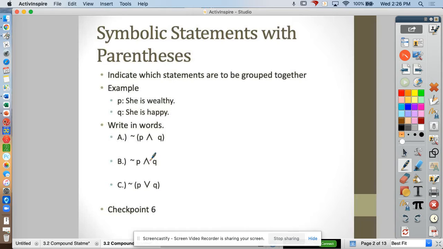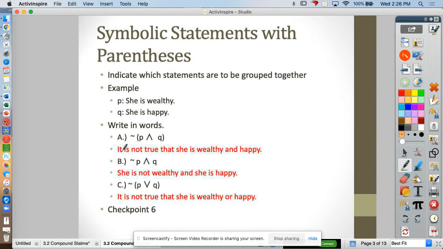Up here in B, it's different. There is no set of parentheses, so we are only negating the P part. So the answers look like this. It is not true that she is wealthy and happy. It is not true that she is wealthy or happy. Those are the two with the grouping symbols for the parentheses. However, remember B doesn't have a grouping symbol, so it would simply say she is not wealthy, negating the P part, and she is happy.